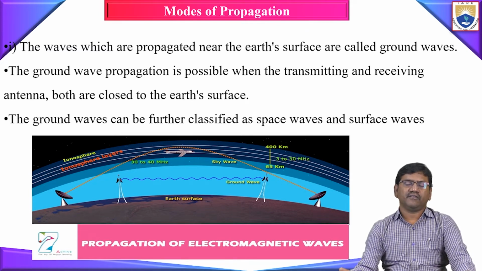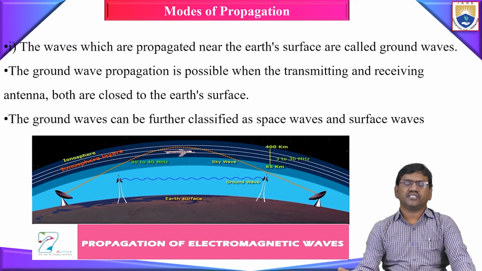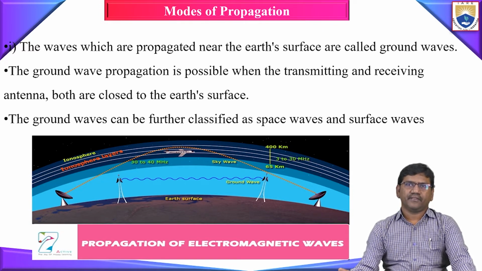All the waves traveling will not reach directly to the receiving point, due to the reason that the earth is not flat. We know that the earth is not flat, it is a curved surface. Moreover, as the distance increases, there is more curvature of the earth's surface. So there will be some reflections happening from the ground towards the receiving antenna.